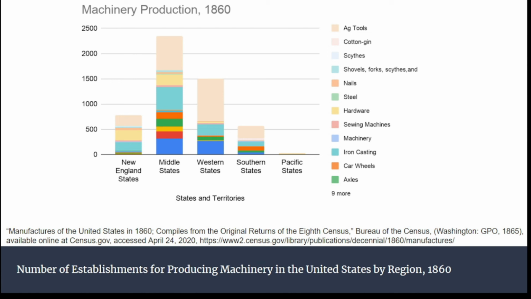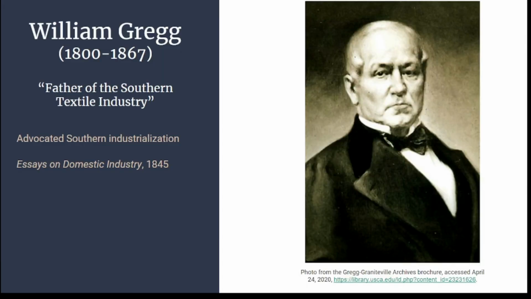I mean, the South is going to pick a fight with the rest of the country, and it's not even fair. I mean, the South is poor. The South is backward. And that's going to prove to be a problem. Now, there was one man who tried to change that, and his name is William Gregg. Let's talk a little bit about him.